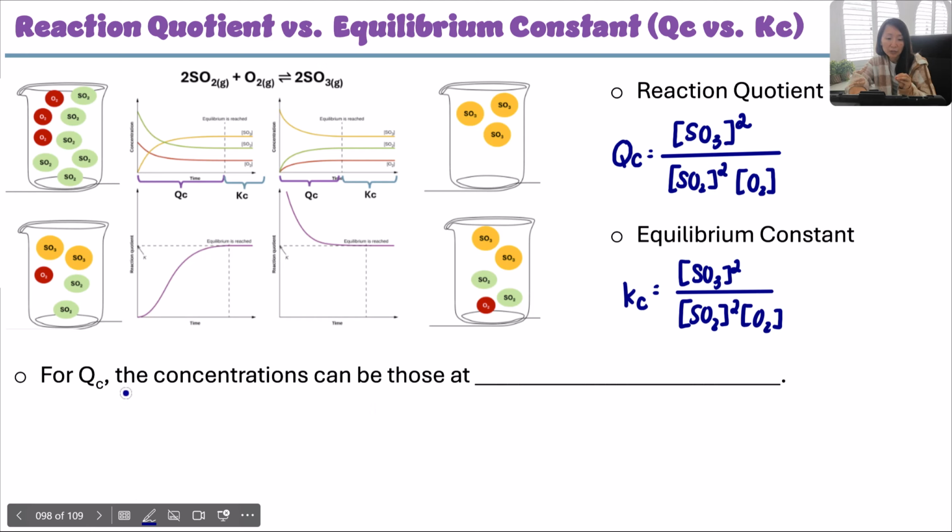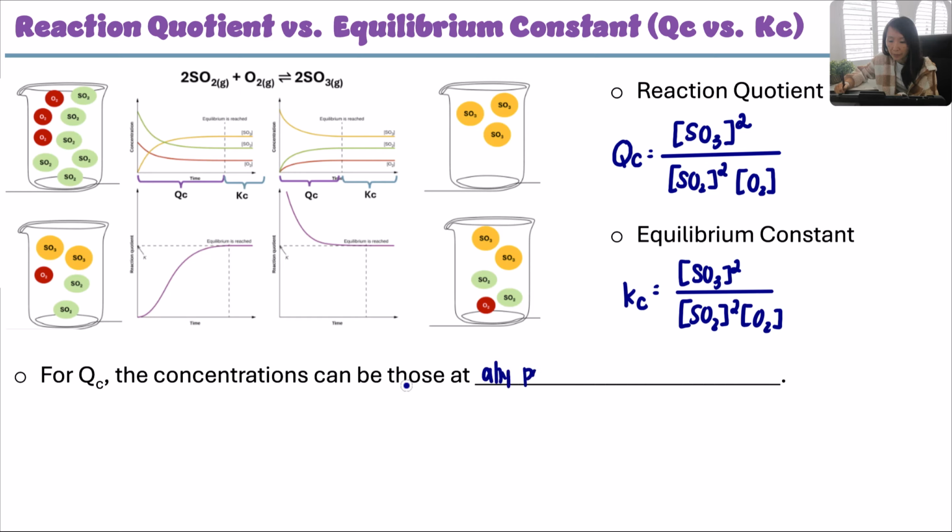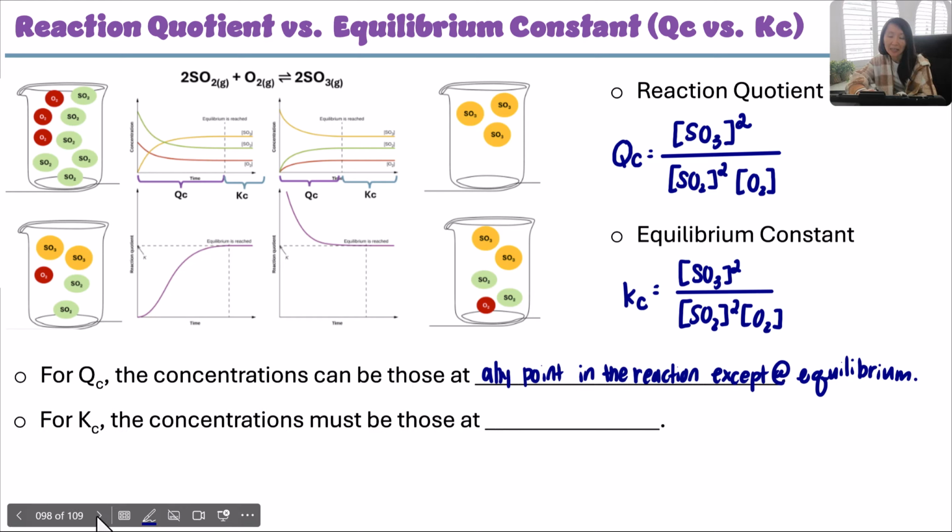So for the QC, the concentration can be those at any point of the reaction, except at equilibrium. And for Kc, or the equilibrium constant, the concentration must be those at equilibrium.